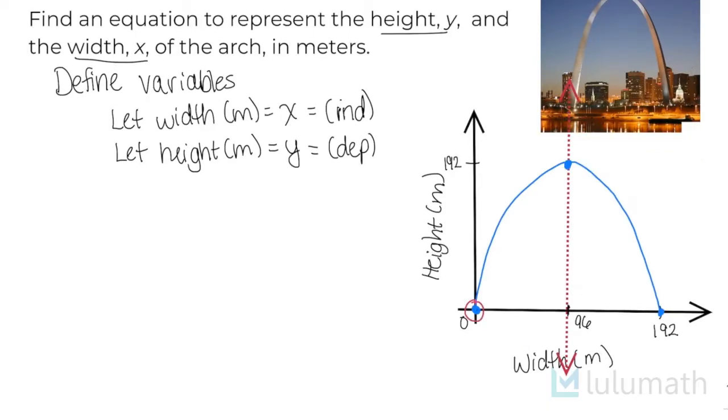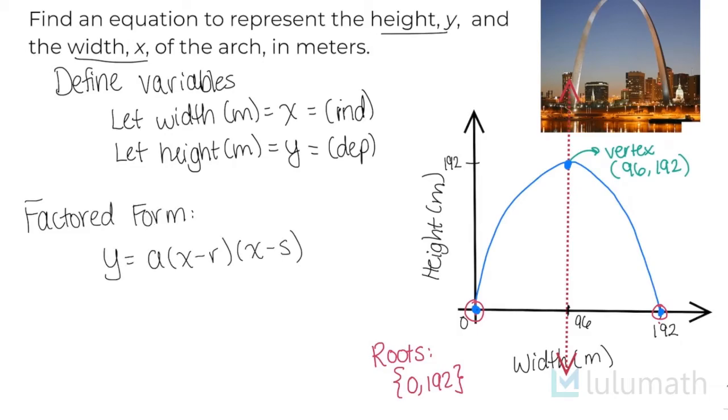Now these points that we have here are our roots. So we know that our roots are at 0 and at 192. And this point right here is our vertex, it's our maximum, and we know it's at (96, 192). Now, because we're given the vertex and the roots, we can use either vertex form or factored form. But for the purposes of this video, we're going to use factored form.